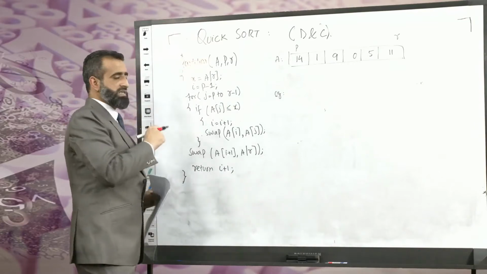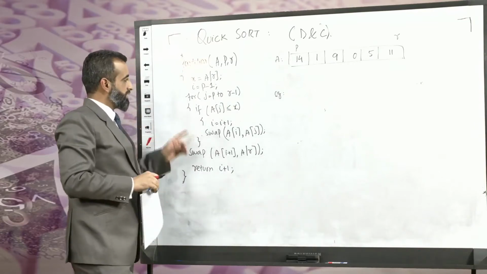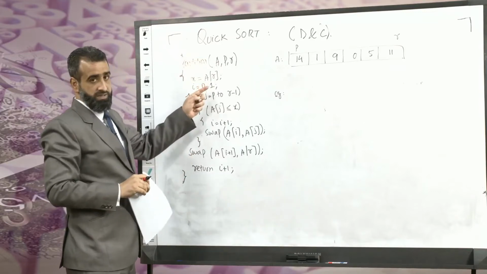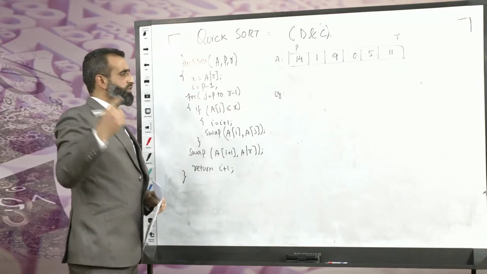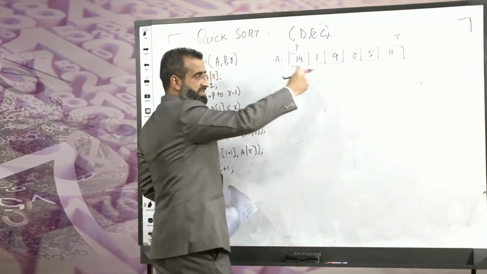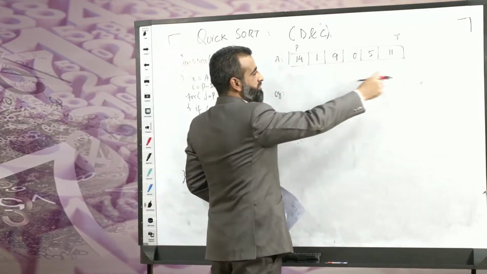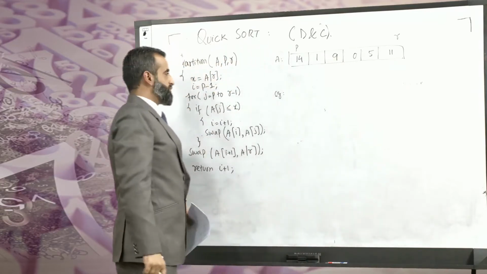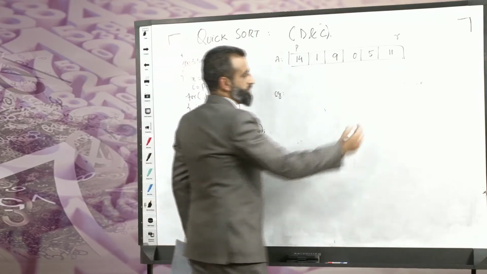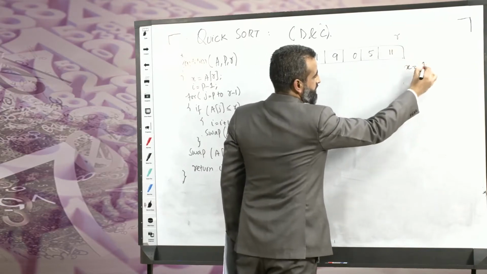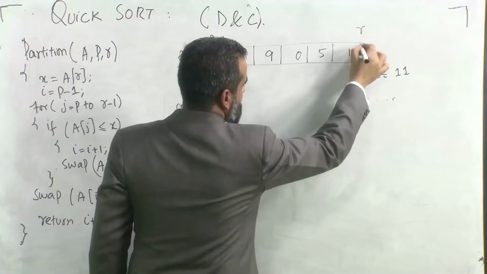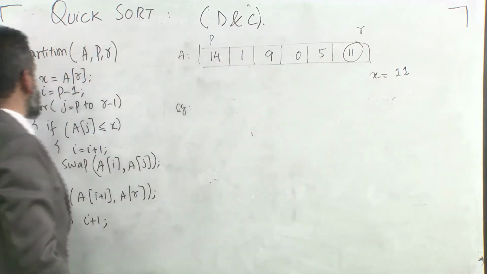Pivot element, in this particular version of the algorithm, I'm taking as the last element, but I reiterate again that it's not necessary. Every time you can always take the first element as a pivot element, or you can take some other middle element, or you may take the last element as the pivot element. So here my pivot element X, I'm storing A of R, which is pointing to the value 11. So this is my pivot element in this case.